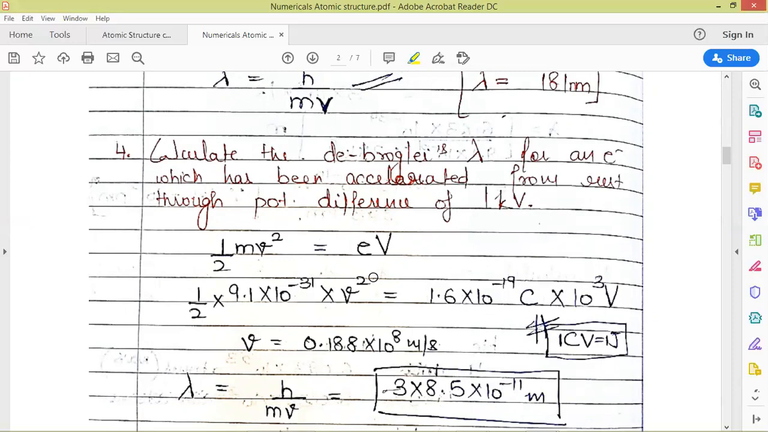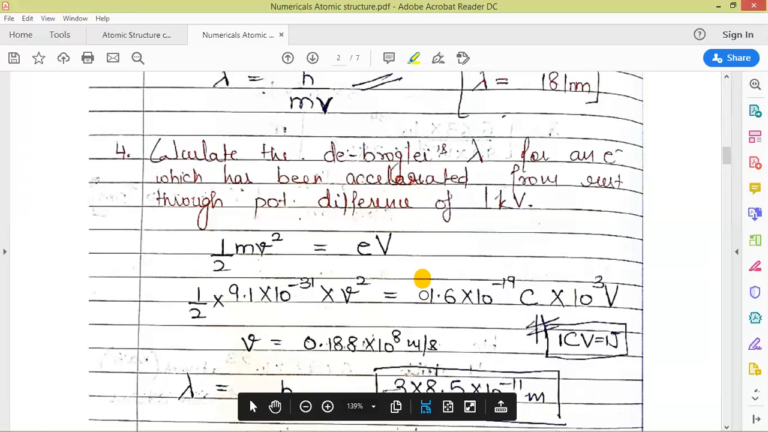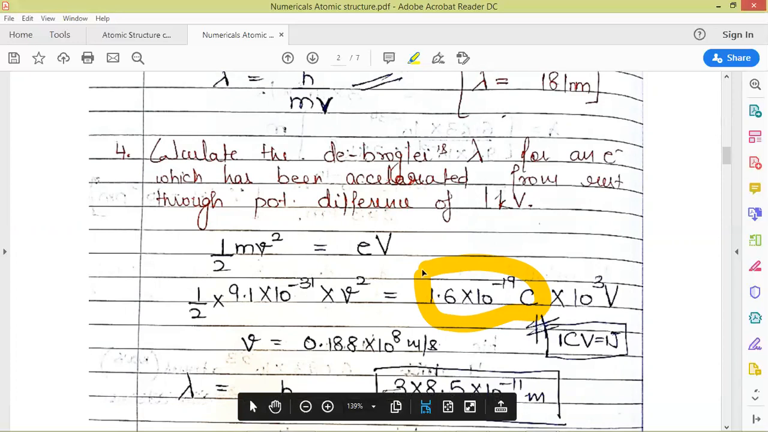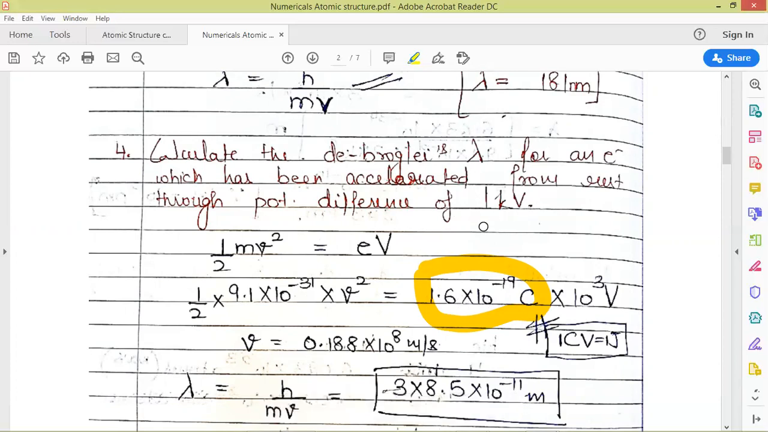So next question is, calculate the de Broglie lambda for an electron which has been accelerated from rest through potential difference of 1 keV. If potential difference is given, it is multiplied by the charge of the electron, which we already know, 1.6 into 10 to the minus 19 coulomb. When we multiply coulomb into volts, the energy becomes equal to joule. So 1 kilovolt has 1000 volts of potential.